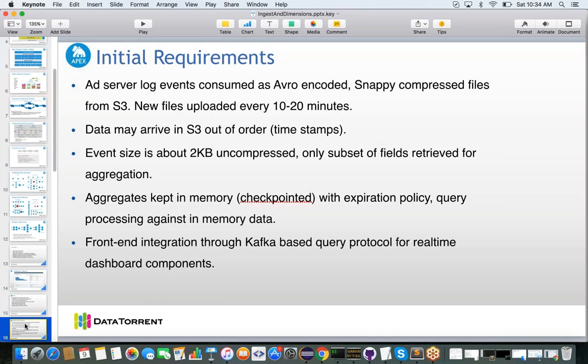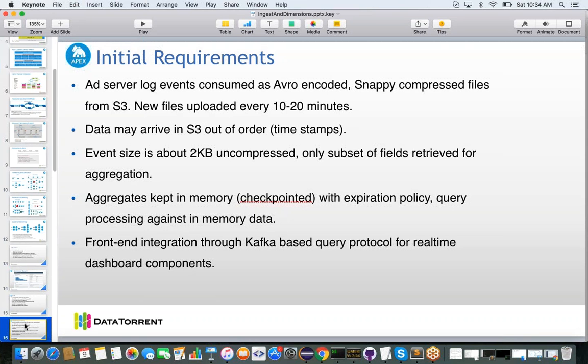So essentially, there was some out of order processing that you had to do. So we maintained a notion of time within our aggregations to achieve that. Event size was about 2 KB when the events were decompressed. And aggregates were kept in an in-memory distributed store with a strong policy on expiration.